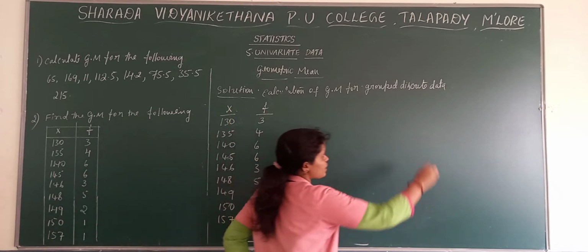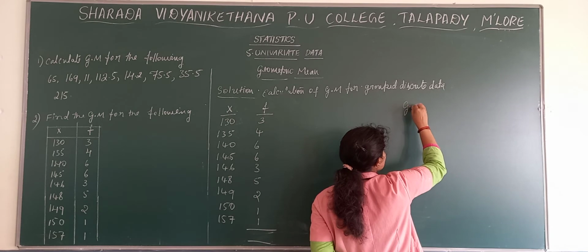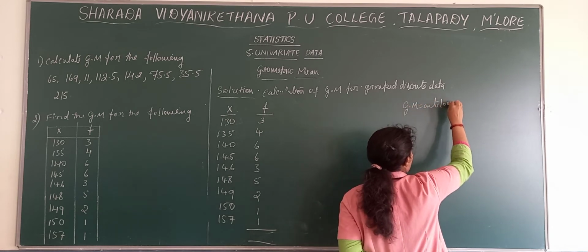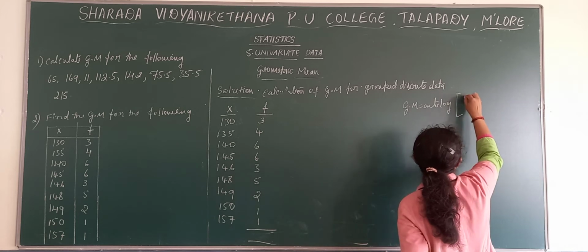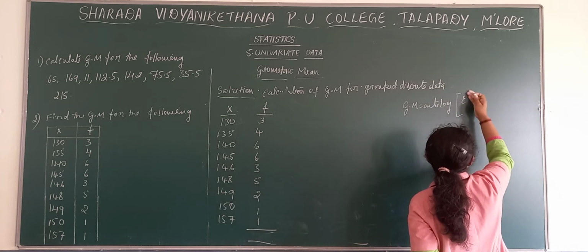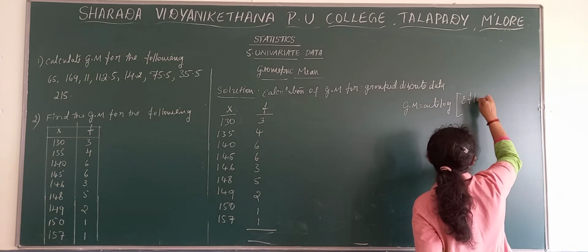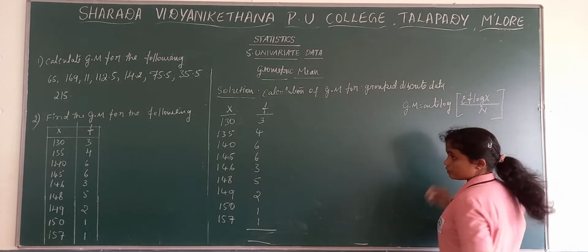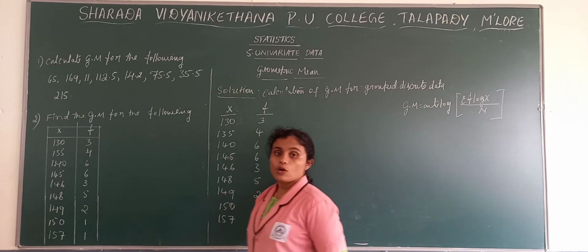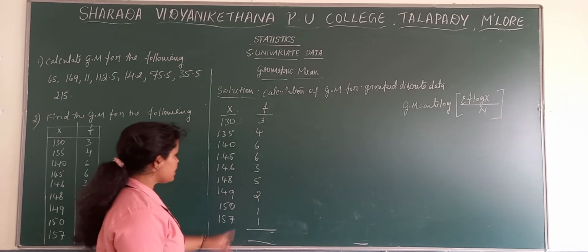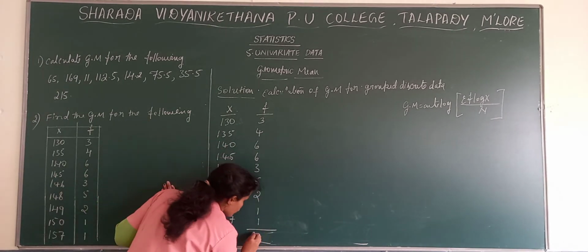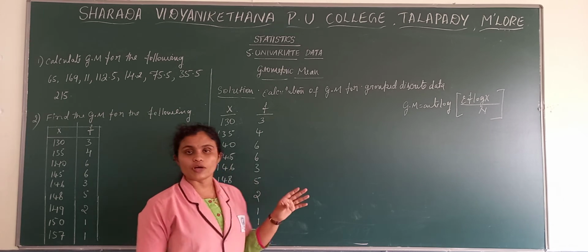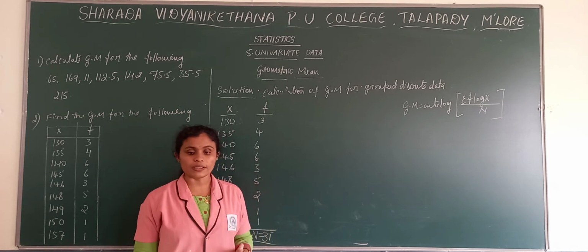Now, we have here grouped discrete data. Firstly, we write the geometric mean formula here. Geometric mean is equal to antilog of sigma f log x divided by n. Now, firstly, we'll see the n value. What is the n value? If you count, we get n as 31.